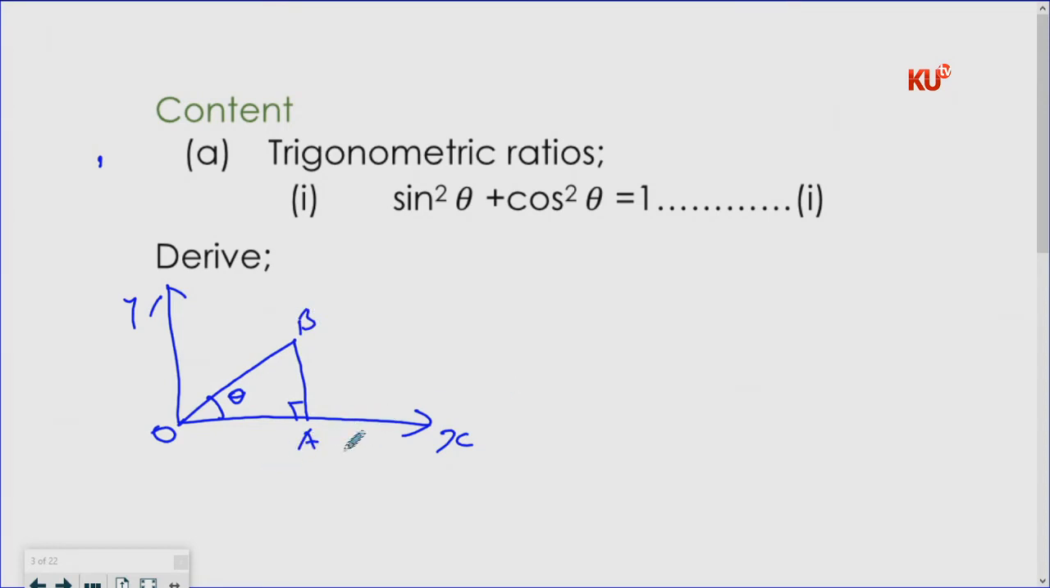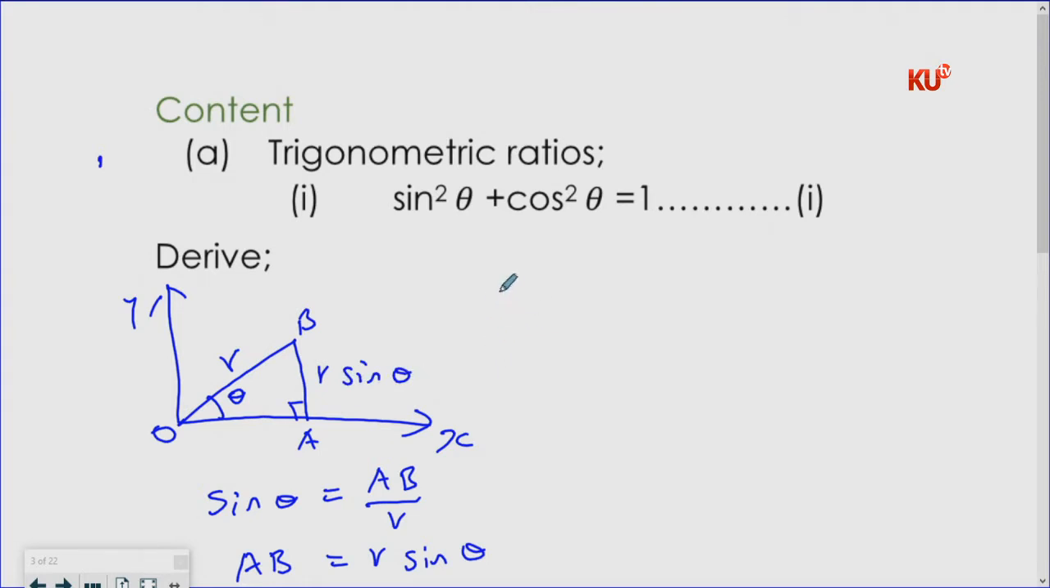So in Form 2, you said sine theta is equal to opposite side to this angle, which is AB, over hypotenuse. Let's call our OB R, which stands for radius. So I'll have AB over R. If I want to get AB, I'll multiply both sides by R. Therefore, my AB will be equal to R sine theta.